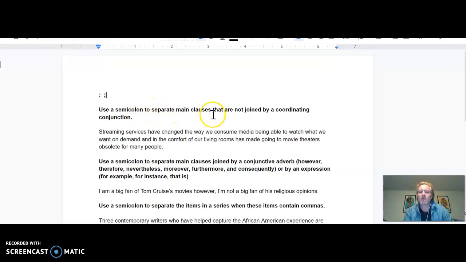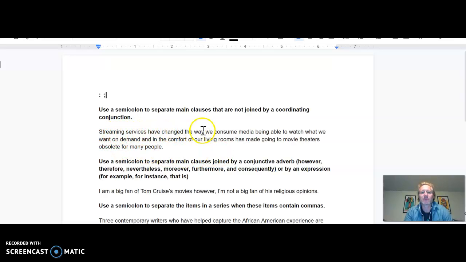You use one to separate main clauses. Again, that basically means full sentences, as long as they're not already joined by a coordinating conjunction like and or but. Here's an example. Streaming services have changed the way we consume media. Being able to watch what we want on demand in the comfort of our living rooms has made going to movie theaters obsolete for most people. So where are we going to put the semicolon in this sentence? Well, where there's a natural pause, right after the first sentence.